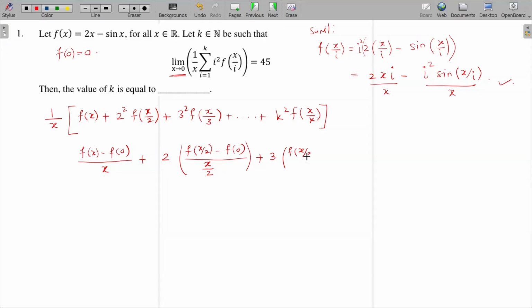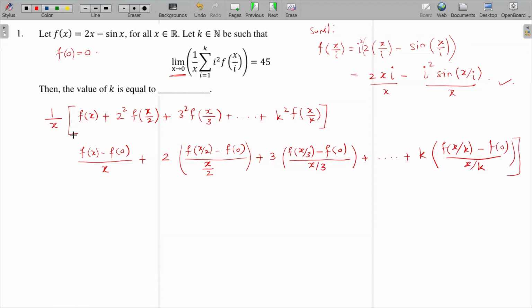f of x by 3 minus f of 0 upon x by 3, and so on up to k: f of x upon k minus f of 0 upon x by k. And now you know when we take the limit, what do we get?